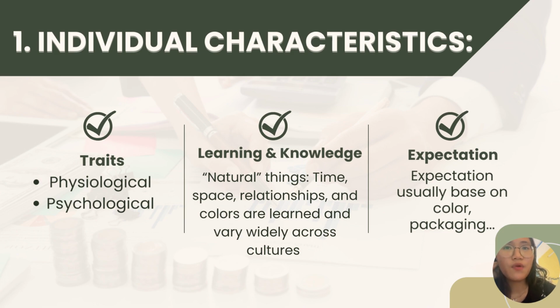The expectation, for example, is when you have the same product, orange juice, but with different packaging. One is real orange juice from a prestigious brand with beautiful packaging, and one is just a glass of orange juice that looks like an orange liquid put in a glass. So customers choose the one with the better packaging as they expect that is what it should look like. So expectation is usually based on color, packaging, and things like that.